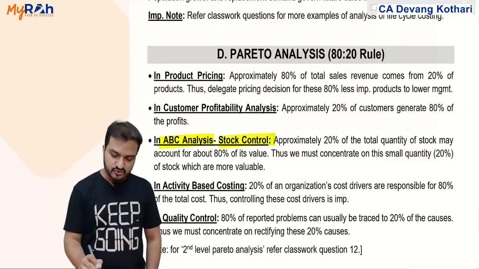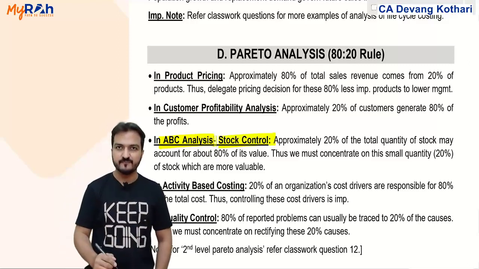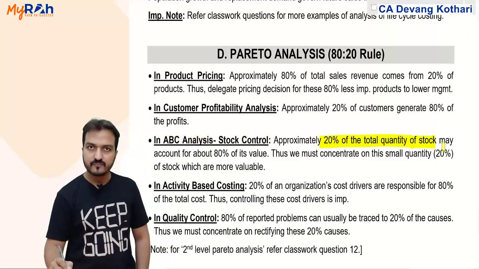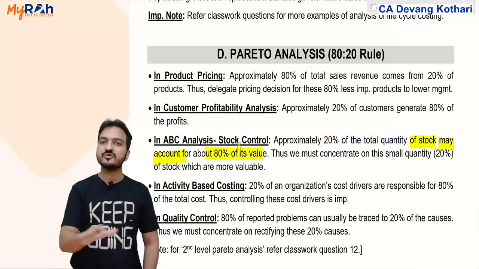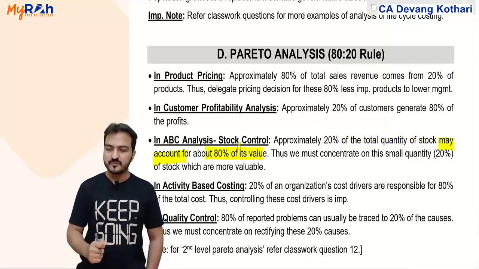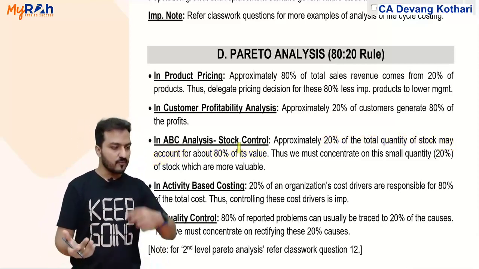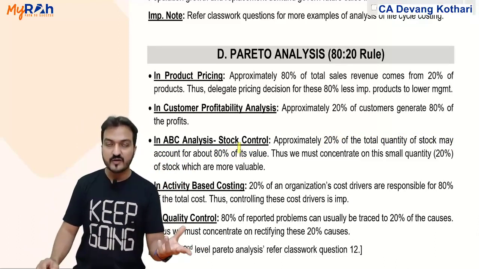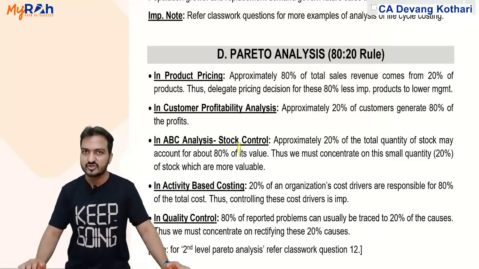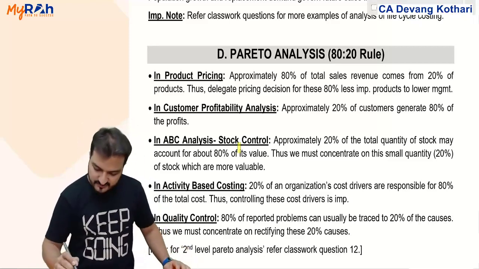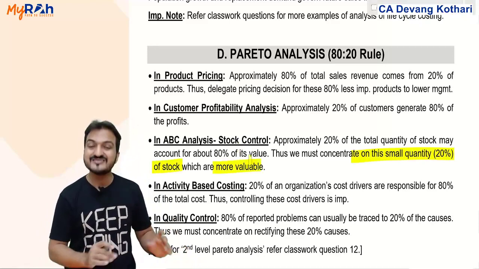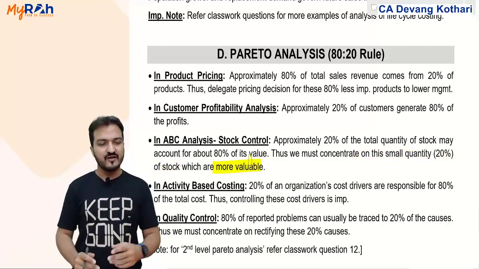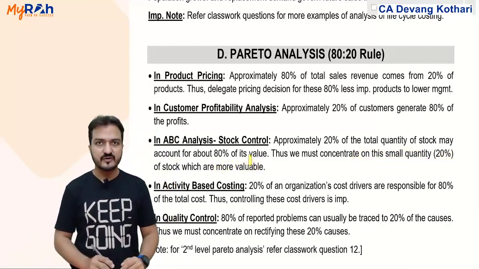ABC analysis, stock control. This you had in your IPCC level. It says that 20% of total quantity of stock may account for 80% of the value of stock. 80% of my inventory value is coming from only 20% of the quantity. This small quantity, I should concentrate on its management more. We must concentrate on this small quantity of stock which is more valuable. The remaining 80% quantity of stock which is not very valuable, delegate that to the lower management.